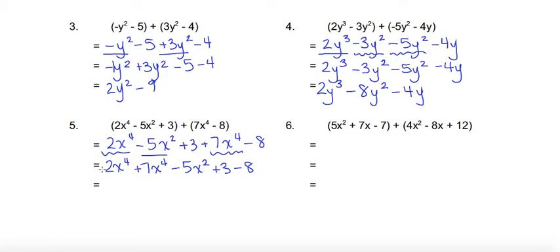Last step, I'm combining my like terms or simplifying. These are both words that you might see and read when you're doing these questions. So I have 2 plus 7 gives me 9x to the power of 4, negative 5x squared. I only have one of those terms. And then plus 3 take away 8 is negative 5.